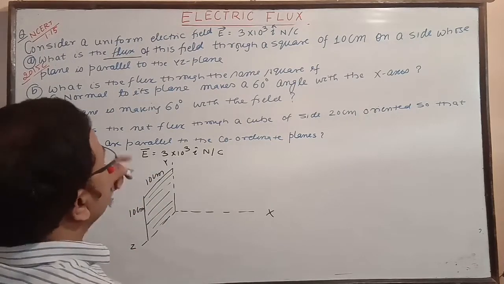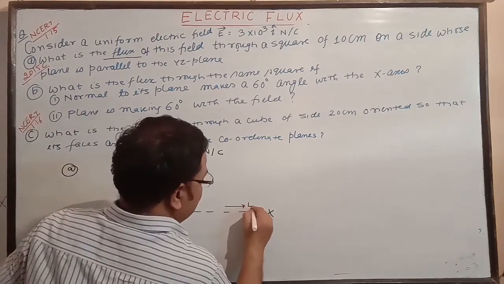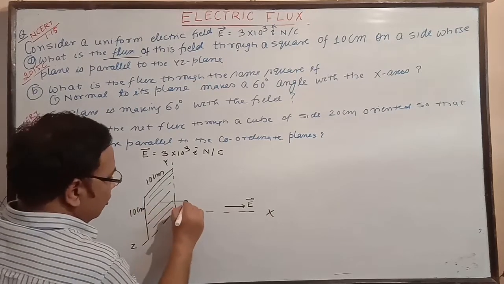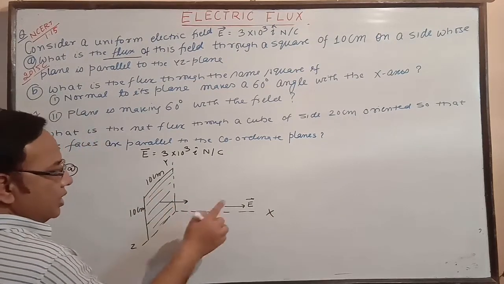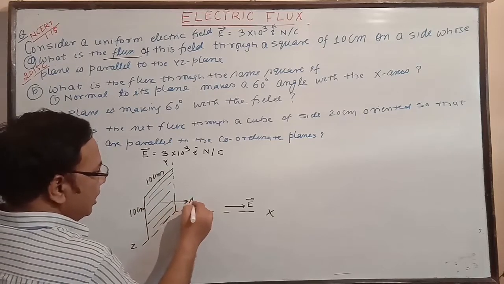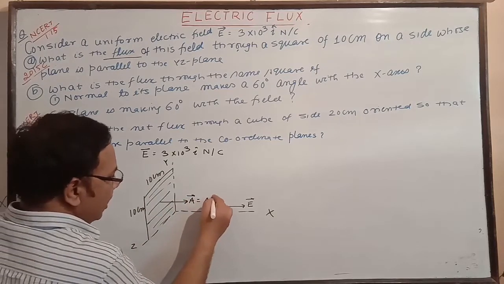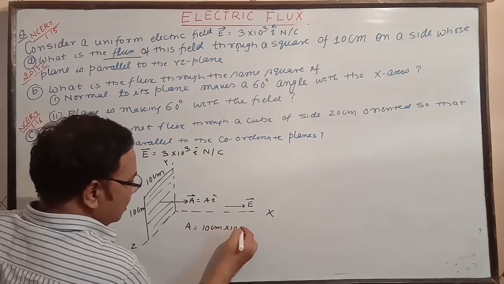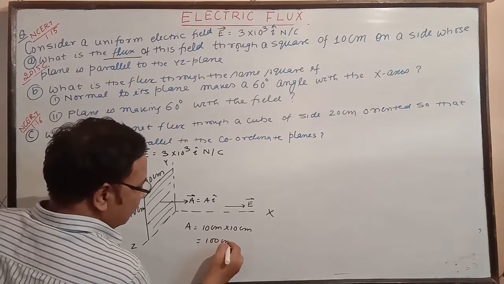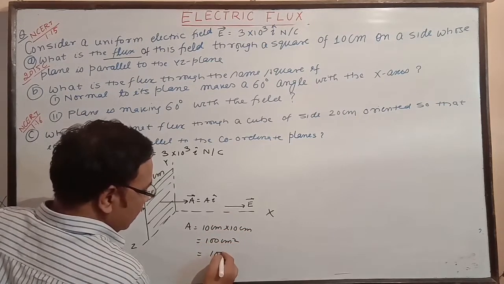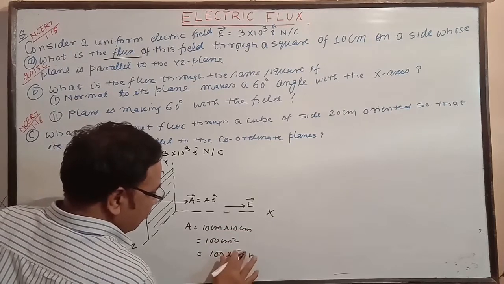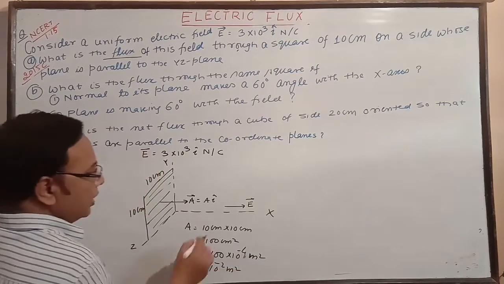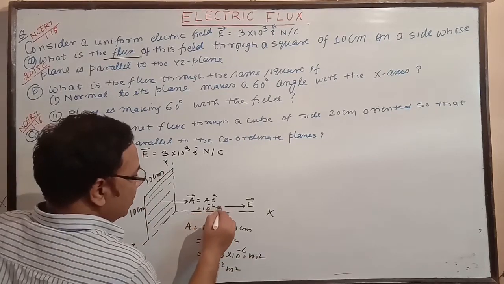Now what we see, the electric field is along x-axis, E, the value is given there. The area is perpendicular to the plane, so this is also along x-axis. Perpendicular to the YZ plane is along x-axis. So you can write the area vector A as A into i cap. What is A? You are going to find out: 10 length into breadth, 10 centimeter into 10 centimeter, 100 centimeter square. In meter, that is 100 into 10 to the power minus 4 meter square, which is equal to 10 to the power minus 2 meter square. So the area vector is 10 to the power minus 2 i cap.